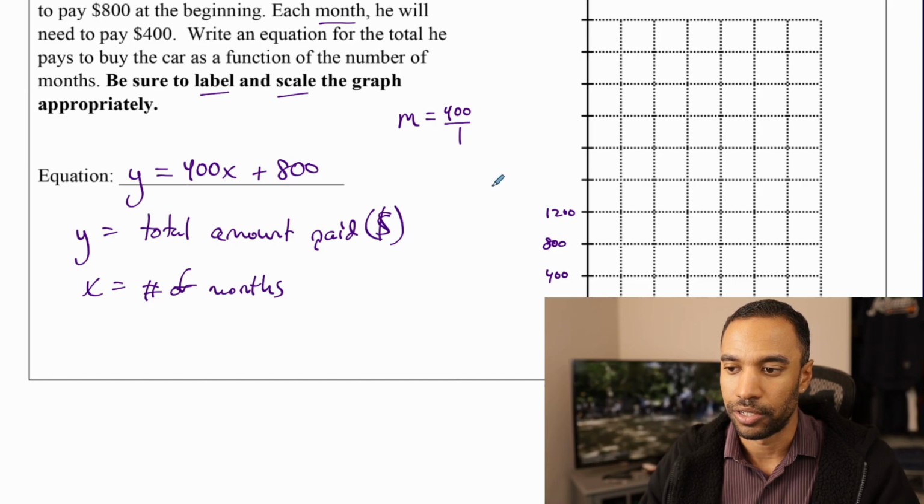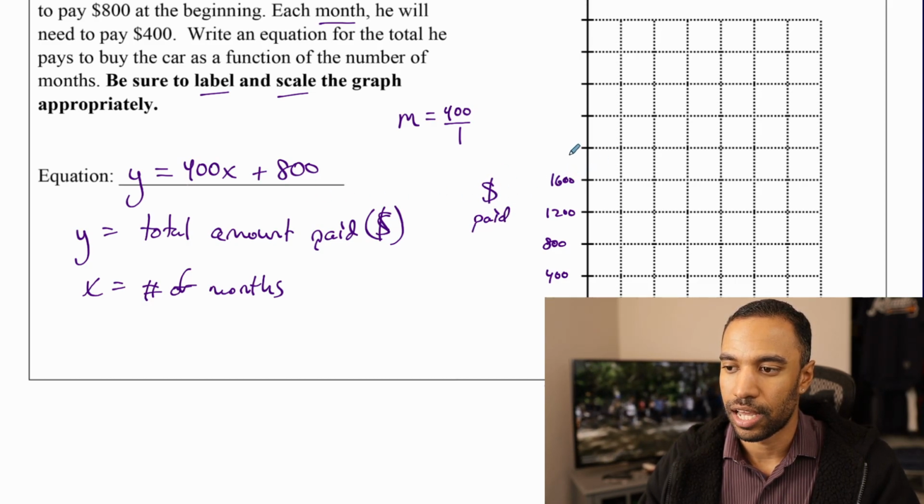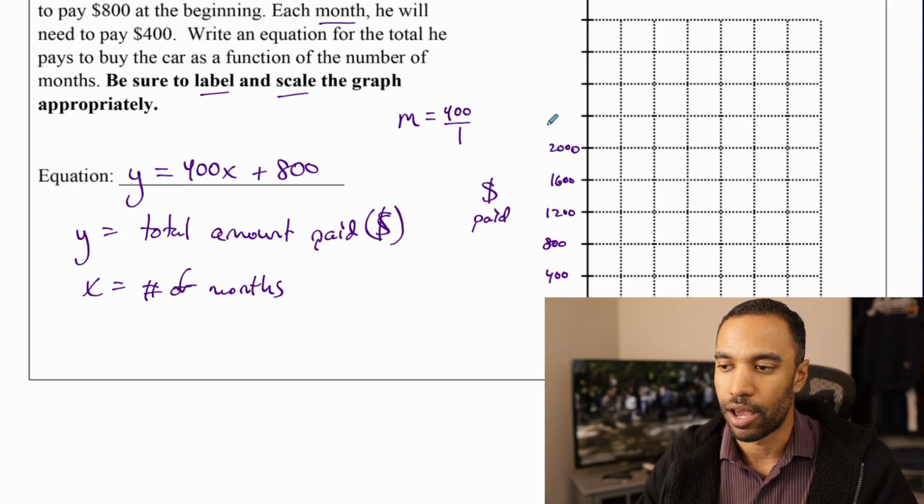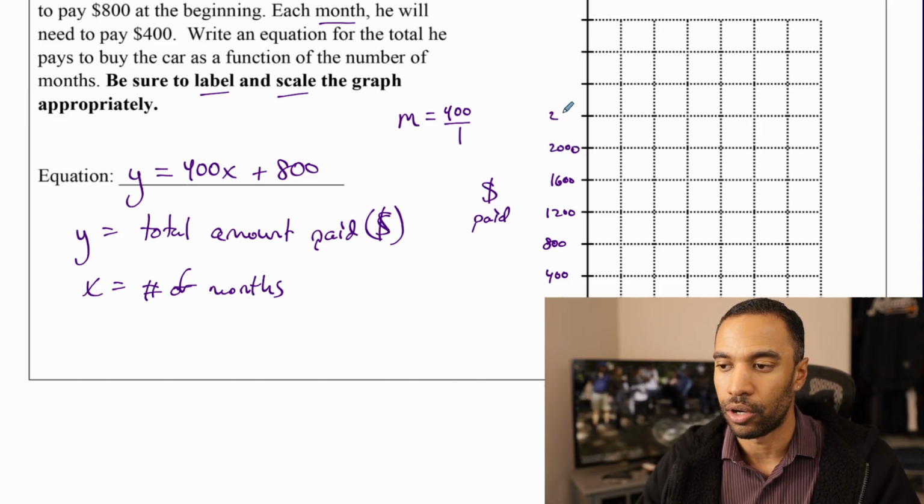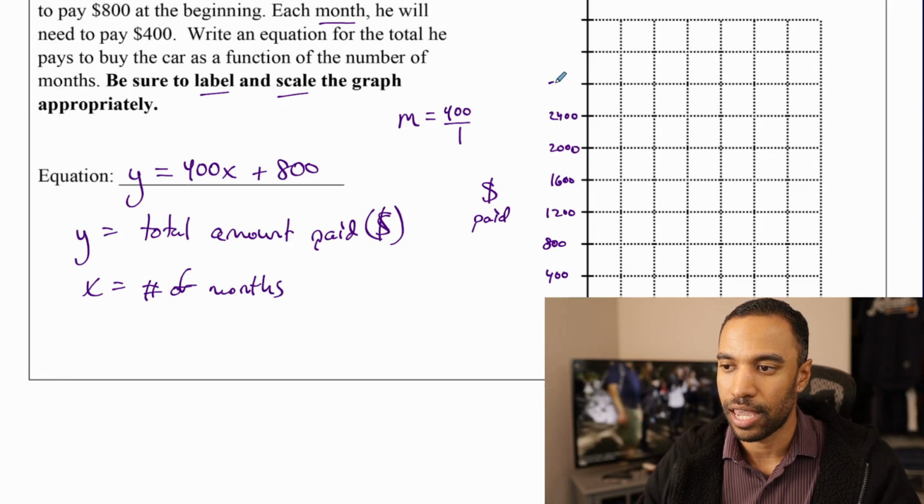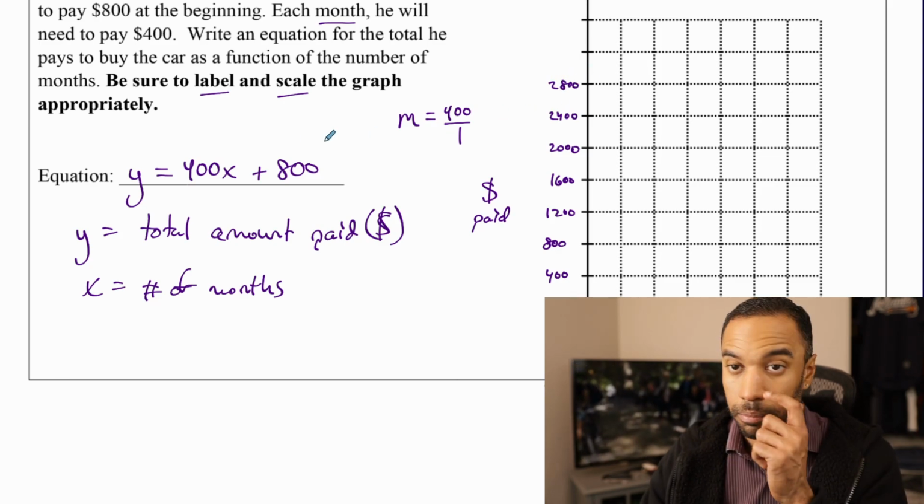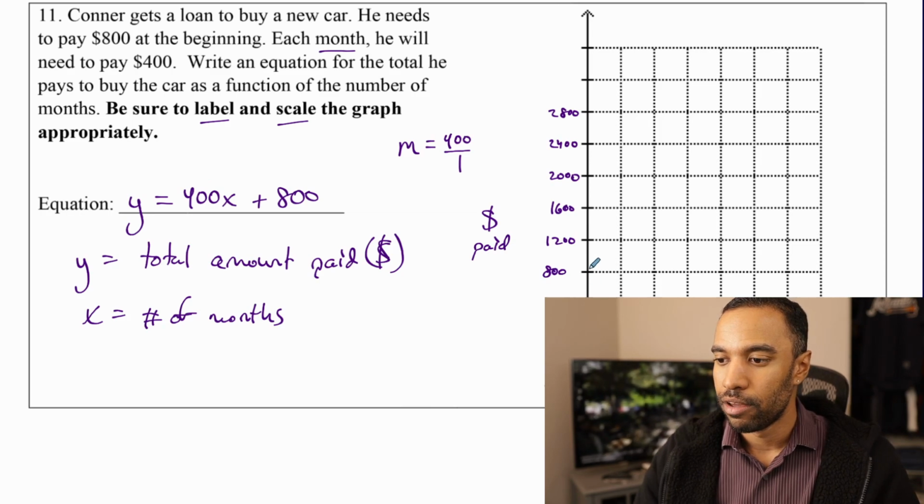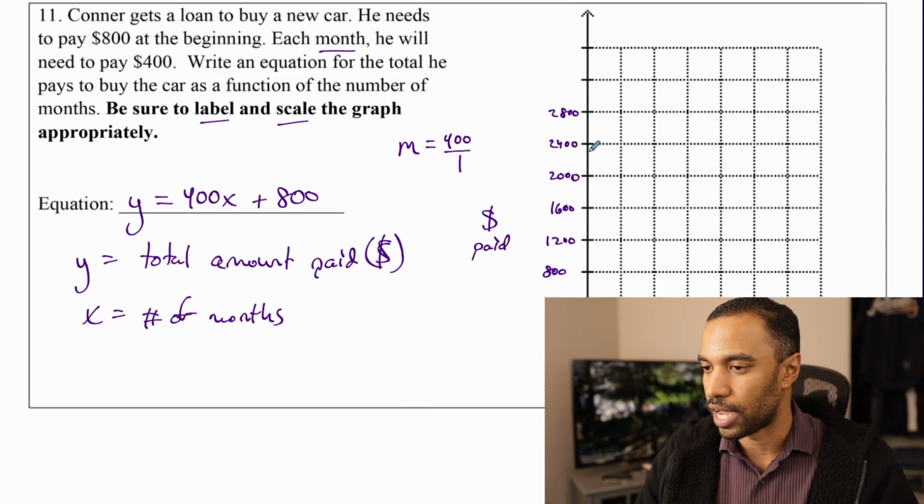By the way, this is dollars paid on this one as for the y-axis. 1,200, 1,600, 2,000, keep going up by 400. Don't change your scaling as you go. Yes, X and Y can have different scaling. No, you should not change the scaling per increment. I shouldn't go up 800 here and then just go up 200 each time. You know what I mean?